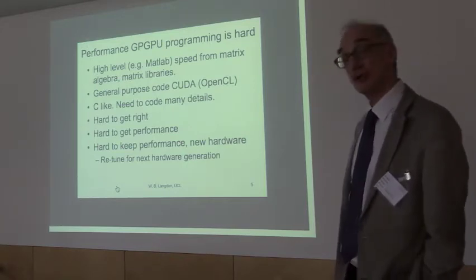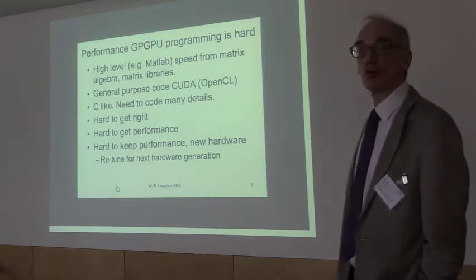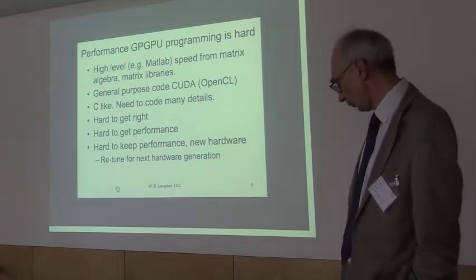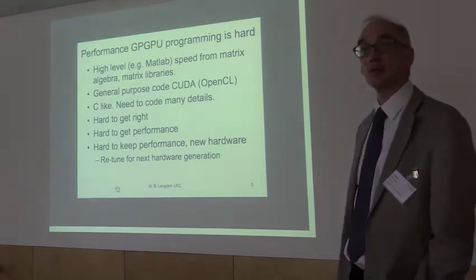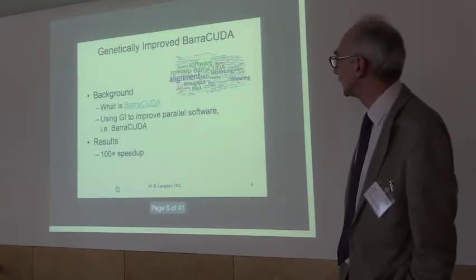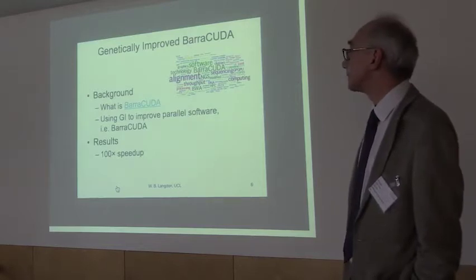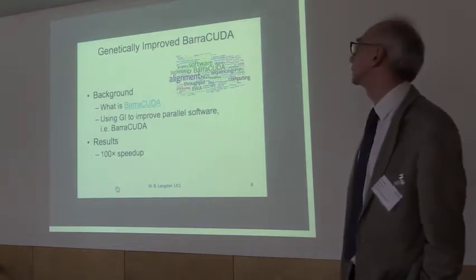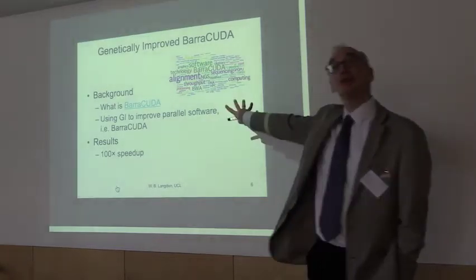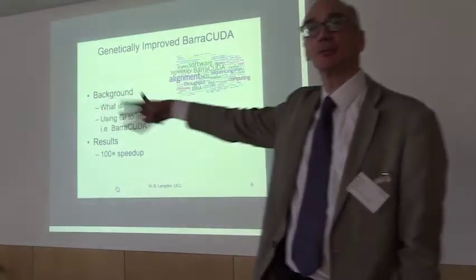And so what we've been looking at is, is there scope for evolving existing CUDA code to make it in some ways better? And typically better means faster. And so what I'm going to do is concentrate on Barracuda. So what I've got is about 10 minutes of material. So I'm expecting you guys to contribute about 20 minutes to my talk.